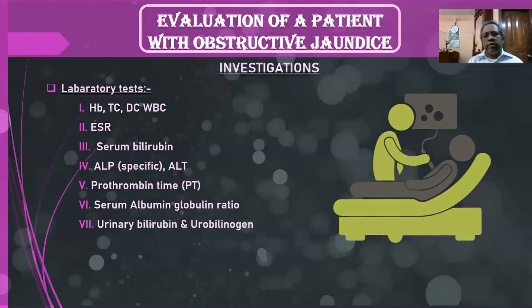What about the investigations? The investigation tools are very simple tests: hemoglobin, total count, differential count of WBC. In case of malignancy, the patient may usually be anemic, for that reason hemoglobin may be declining. ESR is raised in case of malignancy and chronic disease. So you can evaluate from the ESR that there is some disease, maybe a malignancy. And bilirubin is an important tool for confirmation of jaundice. Not only the color of the sclera and the skin, but it is confirmed by looking at the bilirubin level of the serum.